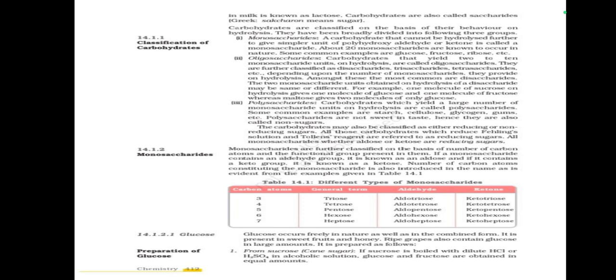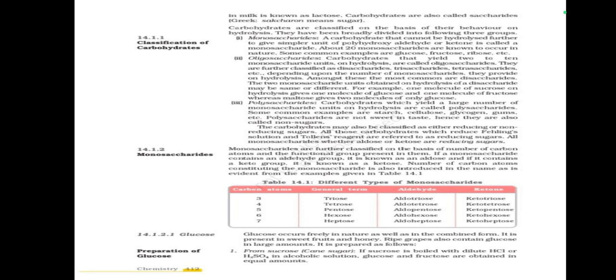Polysaccharides: carbohydrates which yield a large number of monosaccharide units on hydrolysis are called polysaccharides. Some common examples are starch, cellulose, glycogen, gums, etc. Polysaccharides are not sweet in taste, hence they are also called non-sugars. The carbohydrates may also be classified as either reducing or non-reducing sugars.